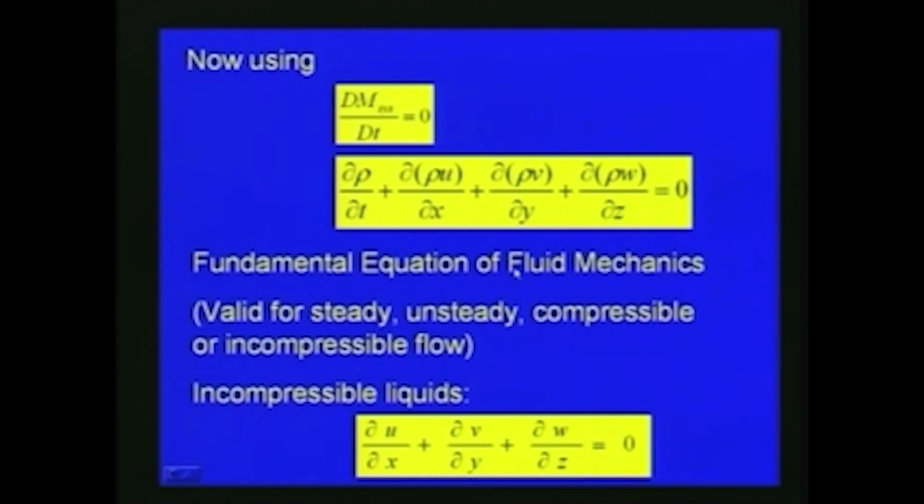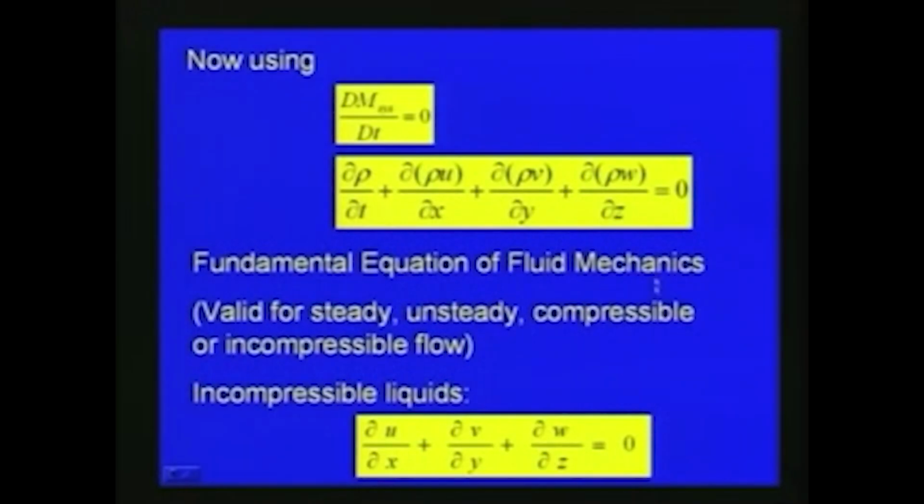So this is one of the fundamental equations of fluid mechanics. This is valid for steady, unsteady, compressible or incompressible flow. So this is the final, this is finally the continuity equation using the differential form of the formulation derived based upon the conservation of mass principle.